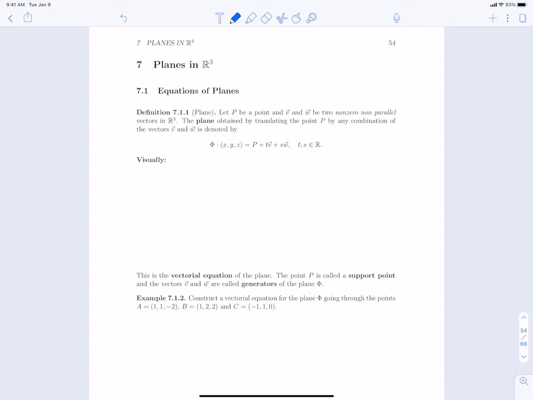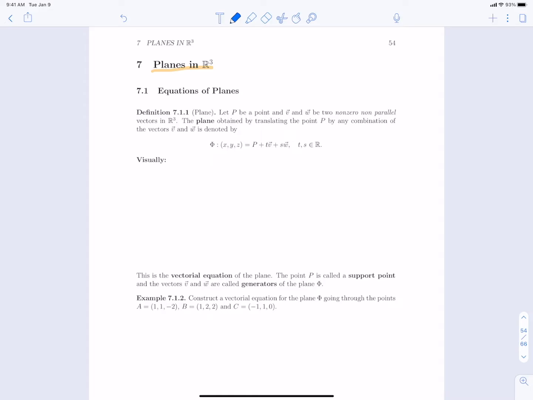So we have talked about lines. Now we're going to talk about planes. Just to point out, we're talking about planes in R3. It's important that we are actually in 3 dimensions to be able to identify planes of a line.